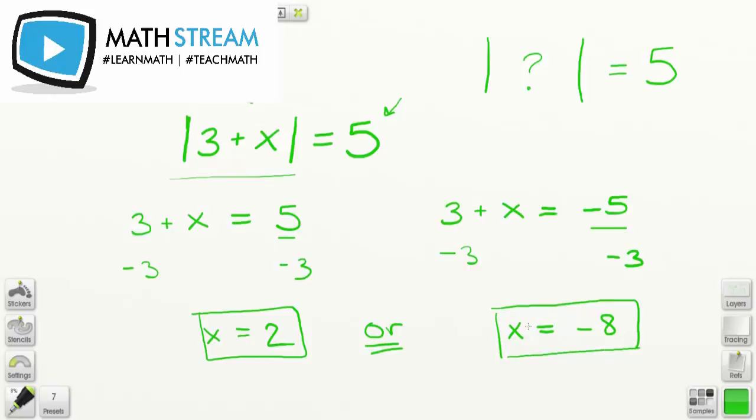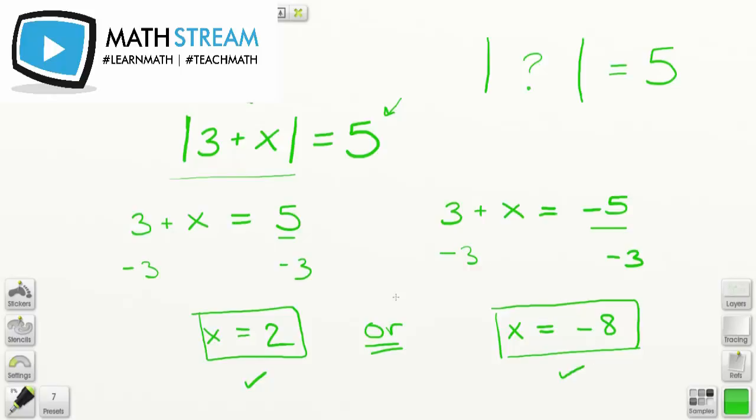Does this work? Let's test it out. If I take this 2 and I plug it in up here, I would get 3 plus 2 is 5. The absolute value of 5 is 5. So does this work? Yes. Let's try the second example. Plug in the -8. 3 plus -8, well, that's the same as saying 3 minus 8. 3 minus 8 gives me a -5. The absolute value of -5 is +5. So does it work? Yes, both solutions work.